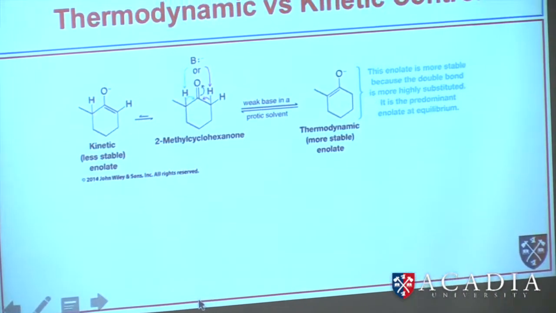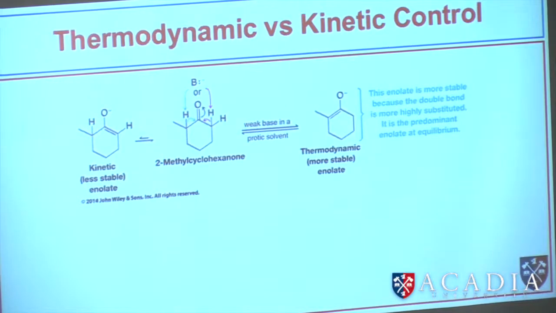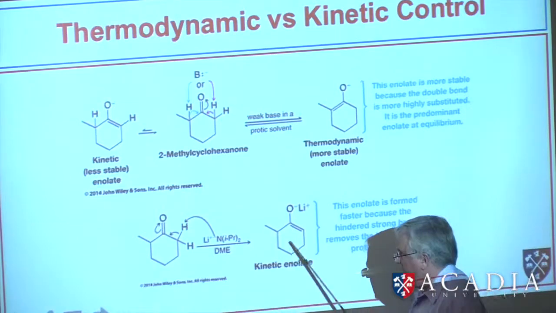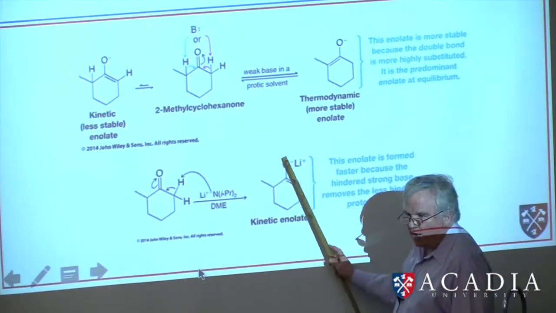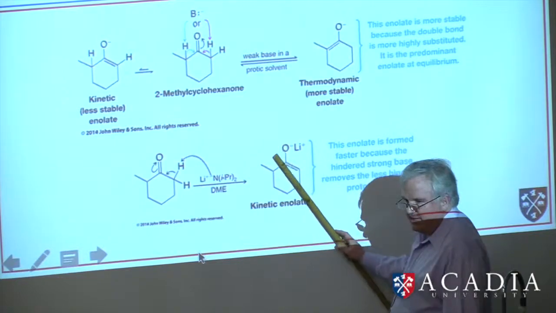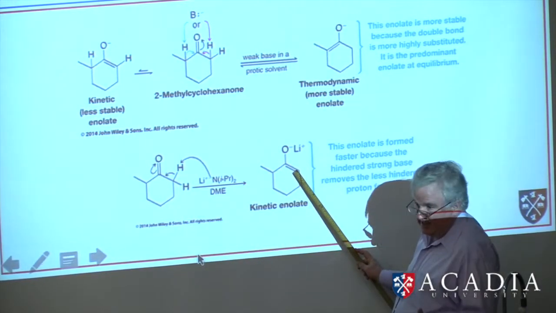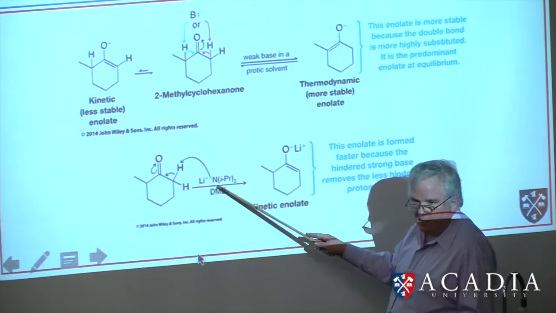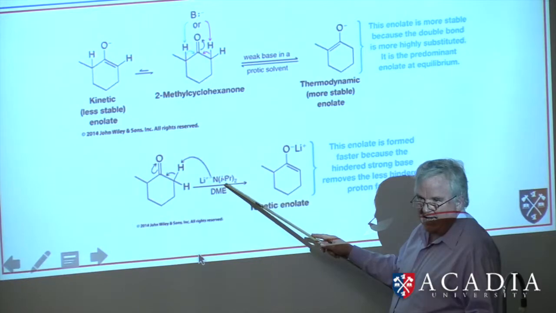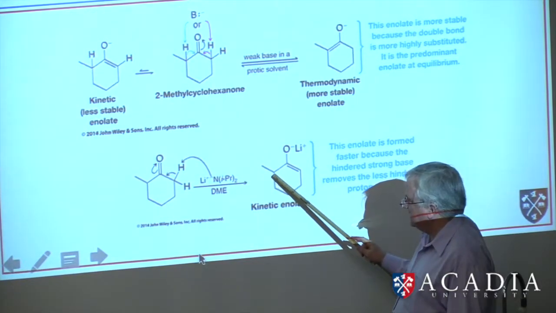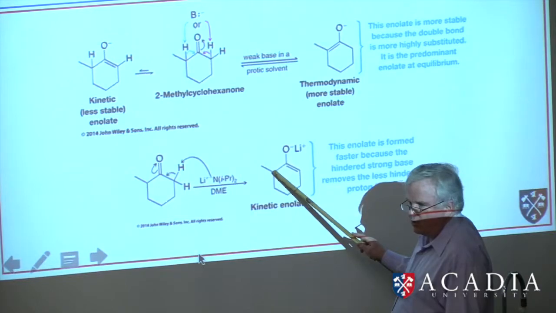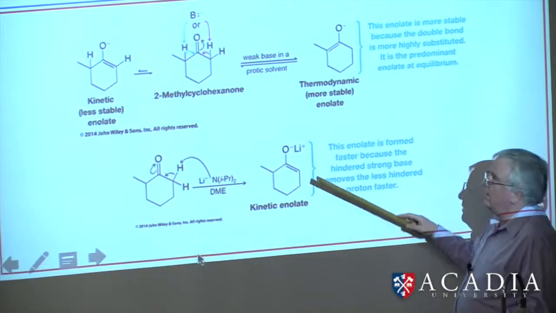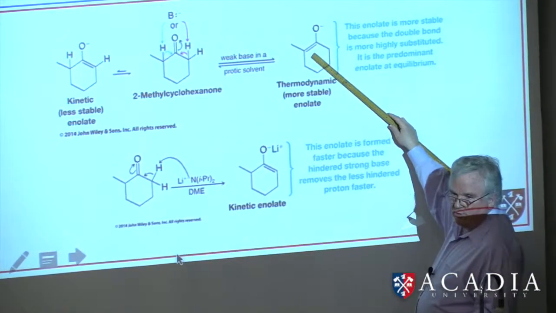If we use a very strong, non-nucleophilic, sterically bulky base, we will form this almost exclusively, and we can get all of our chemistry to occur from this. We call this the kinetic enolate. It's thermodynamically less stable, but it forms much faster when we use a big bulky base that's a strong base and doesn't have the opportunity to pull off that proton from this sterically hindered position. So we can get kinetic control, and if we use weak bases, we will get thermodynamic control.